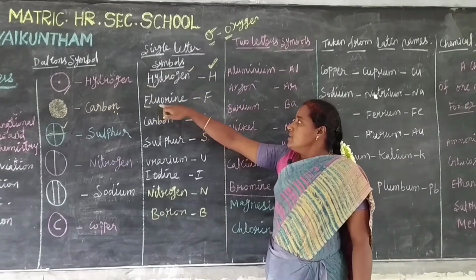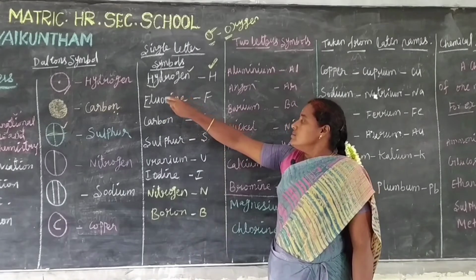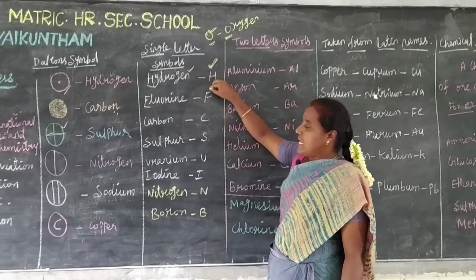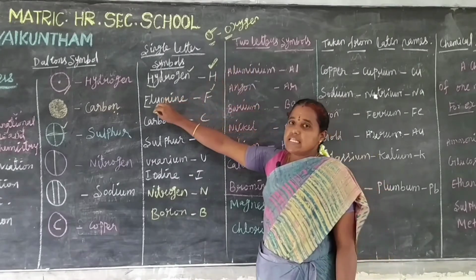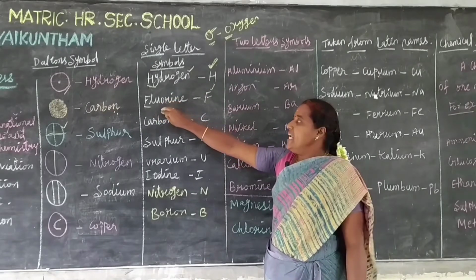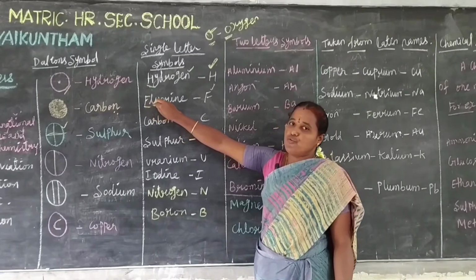Next one is fluorine. What is the symbol for fluorine? F. Capital F. This is the first letter of the name fluorine.